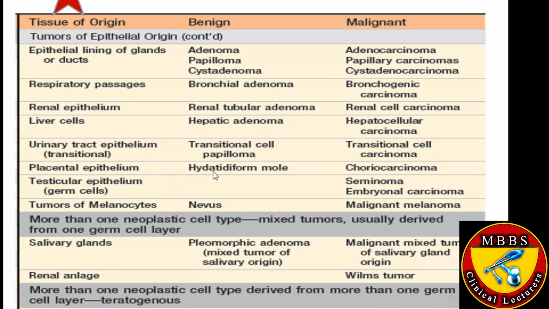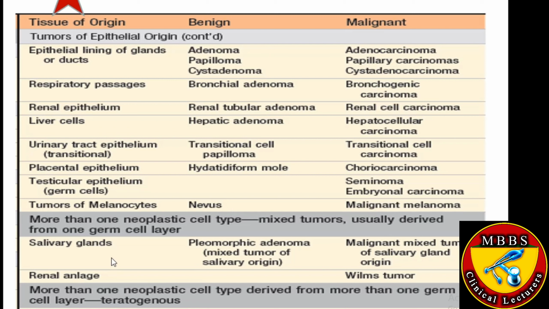The placental epithelium forms hydatidiform mole, and the malignant counterpart is choriocarcinoma. Coming from the testicular epithelium, the malignant tumors are seminoma and embryonal carcinoma. Coming from the melanocytes, that is melanin containing cells of the skin, the benign tumor is known as nevus, that is a simple mole that most of us have, and the malignant is malignant melanoma.